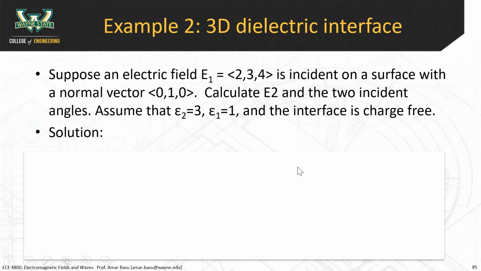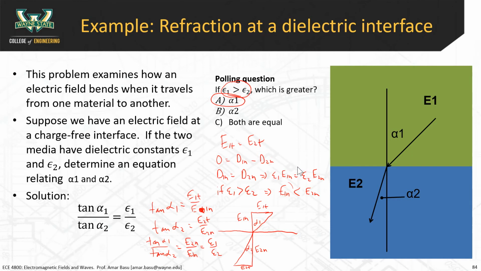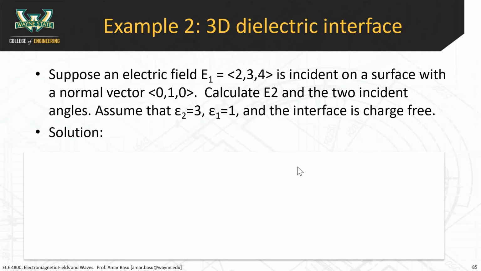Okay, I went through that derivation fairly quickly, just in the interest of time. I want to go through another example, also fairly quickly. You can see the dielectric interface type problems. Suppose you have an electric field, E1, equal to 2, 3, 4, incident on a surface with normal vector 0, 1, 0. Calculate E2 and the two incident angles. Assume that epsilon 2 is equal to 3, epsilon 1 is equal to 1, and the interface is charge-free.